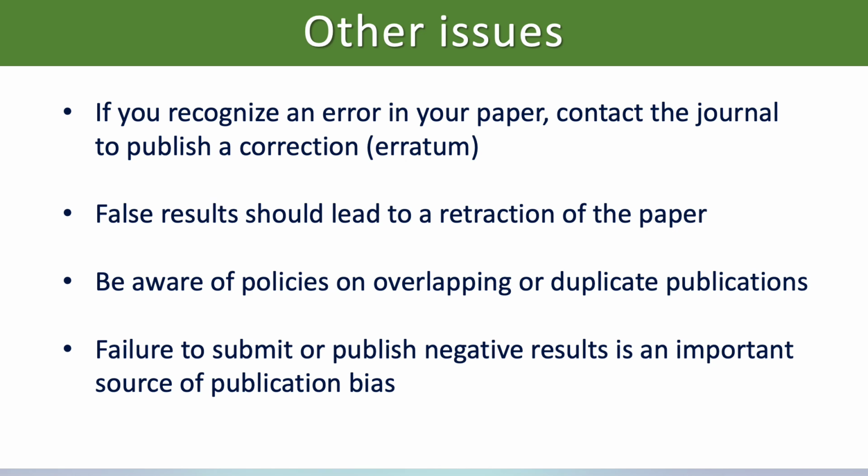Researchers have a professional obligation to uphold ethical standards in the publication process. If you recognize an error in your paper after it's already been published, do not just hide it, and instead contact the journal and publish a correction or an erratum. And you may have seen this section in some of the journals that you have read. If there has been substantial error in your paper, and if it's beyond the point of correction, then the paper should be retracted so that false results won't be out there to mislead other researchers.